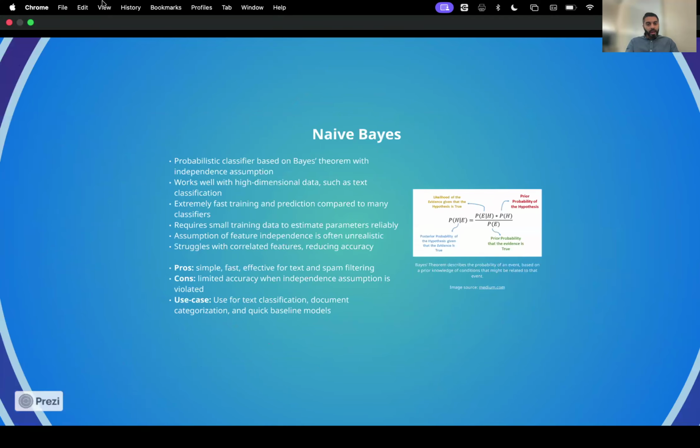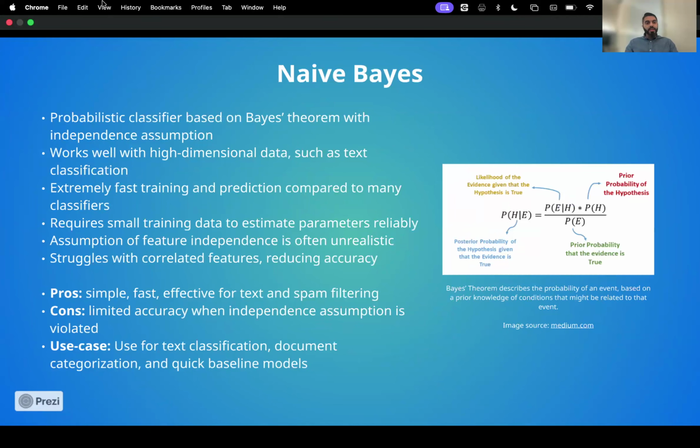All right, with that, we move on to naive Bayes. So naive Bayes is essentially a probabilistic classifier based on Bayes theorem, which makes an independence assumption. If you look at the equation on the right, naive Bayes calculates the posterior probability, which is the part to the left of the equal sign. That's the posterior probability, which is the probability of the hypothesis given that the evidence is true.